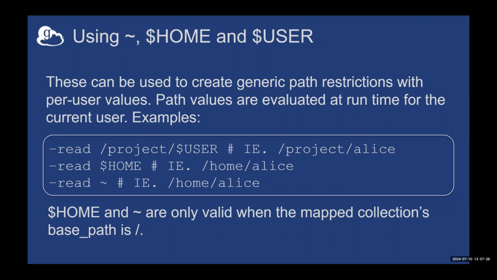The tilde and $home variables behave just as you'd expect if you were using them in a bash shell. GCS will substitute the current user's home directory. However, there is one little gotcha here: tilde and $home are only usable in sharing policies assigned to map collections where the map collection's base path is /. If you're trying to create sharing policies on map collections where the base path is not root, GCS will reject the sharing policy and give you a note saying you can't do this. You have to rewrite the path config without using those variables.